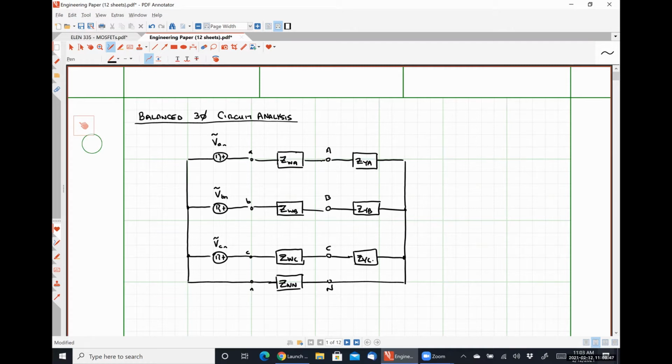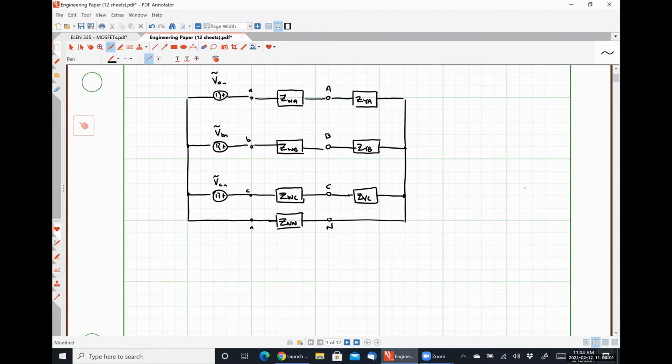Now, we are going to be dealing with balanced systems first. So I'm going to very methodically explain exactly what a balanced system is because it is important, okay?